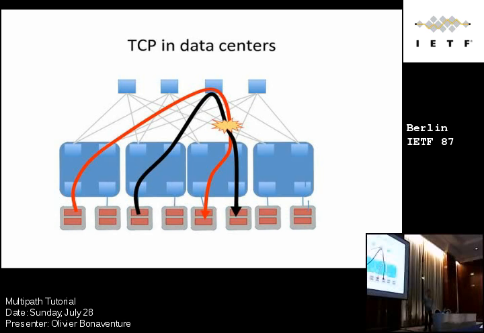If you open a second TCP connection inside the network, you might be in a situation where the two TCP connections use the same link, and if they use the same link, they will collide, there will be congestion, and you will have to reduce the bandwidth for each TCP connection, although you still have plenty of bandwidth available inside your data center.